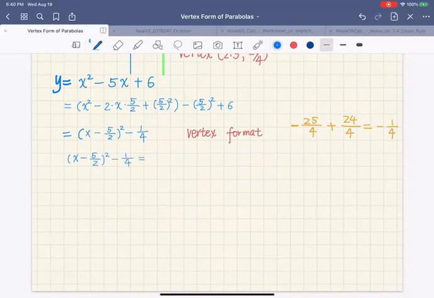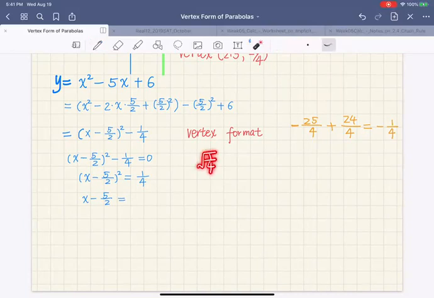What do you do next, Angela? So then you would add 1/4 to both sides. So x minus 5 over 2 squared equals 1 over 4. Then you would take out the squared, subtract the square, I guess. Do the square root first. Equals what? Equals the square root of 1/4. Square root of 1/4 is how much? 1/2. Good. So you want to write down plus or minus 1/2.